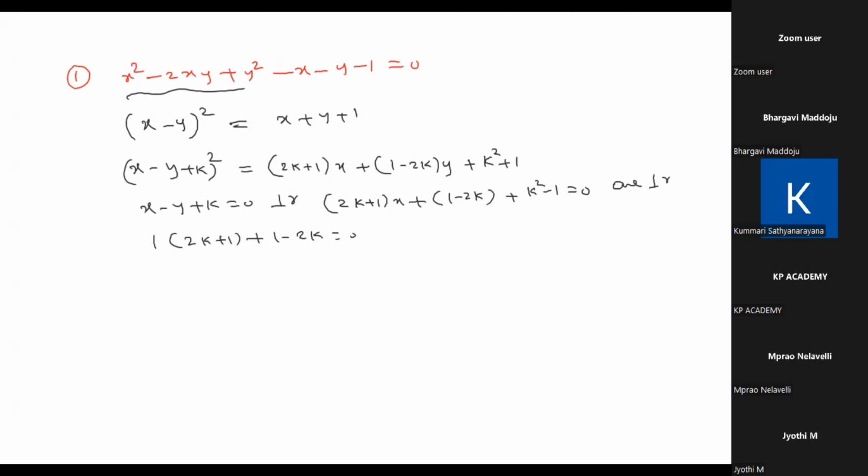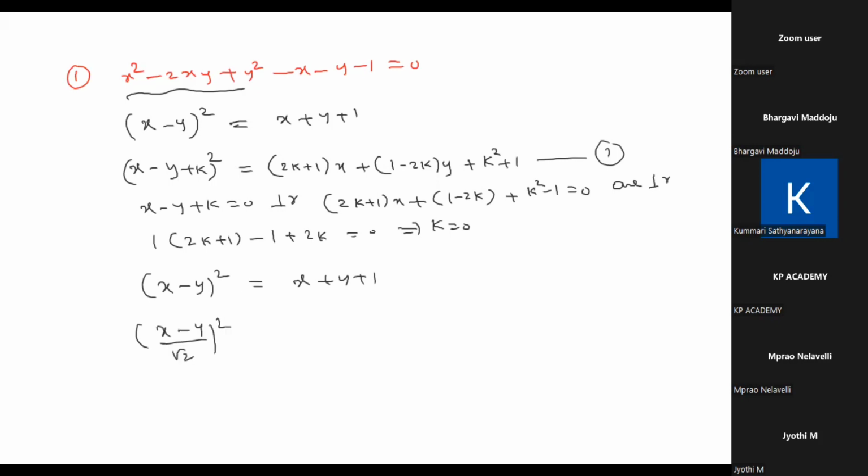So a1 a2 plus b1 b2 equals 0. That is minus 1 plus 2k, right? That means k must be 0. So then put it here. Then what happened is (x minus y) whole square, and the same x plus y plus 1 equals... okay. Now you put it in the standard form: ((x minus y) by root 2) whole square into 2, and (x plus y plus 1) by root 2 into root 2. So root 2 will go here. This is Y square equals 1 by root 2 into capital X. Now we can write all things.